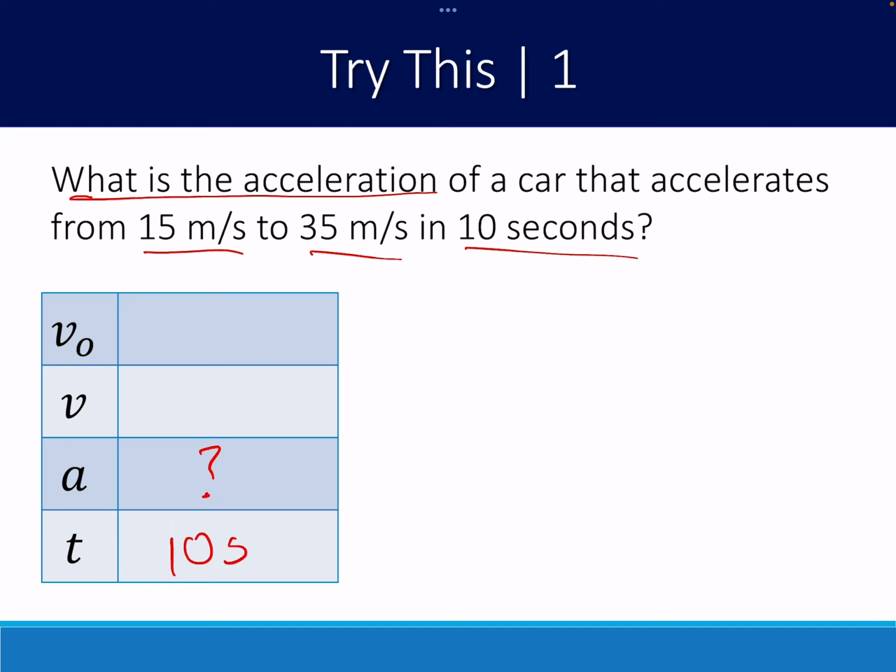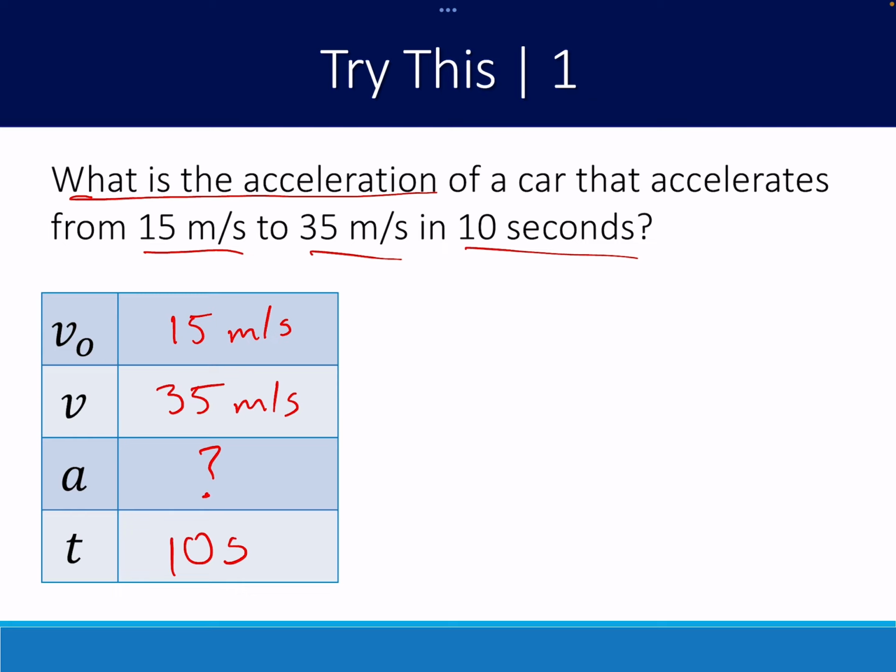Now we just have to figure out the velocity. So it's accelerating from 15 meters per second. So that's where we're starting. And it increases to 35. Okay. So we know in this case, what's happening here is that it is speeding up.